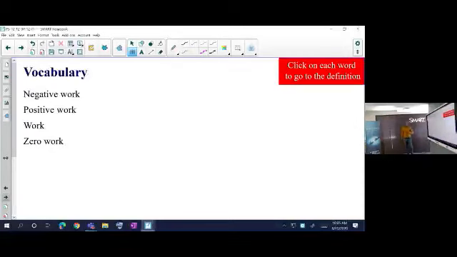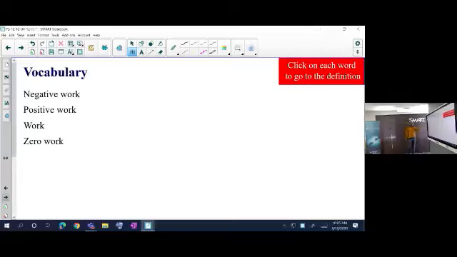There is vocabulary that is very important. We have negative work, positive work, work itself, and zero work, which we are going to cover. These are things you can ask yourself: why are they saying it's negative work, why positive work, why work, why zero work? There are conditions that we're supposed to look at.